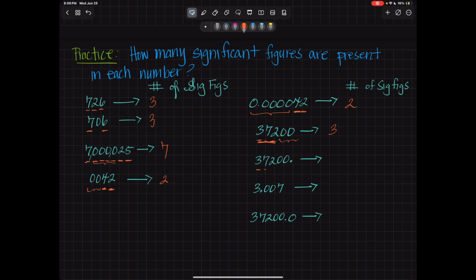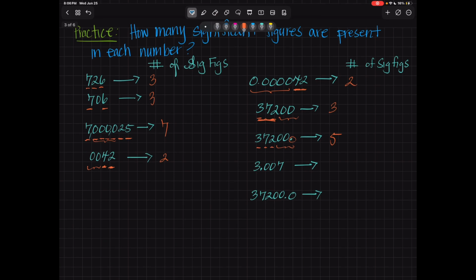Here we have 1, 2, 3 non-zero numbers. We also have 2 zeros and a decimal place. Now this decimal place means all trailing zeros are now significant. So in this case, we have 5 significant figures. Let's move on to the next one.